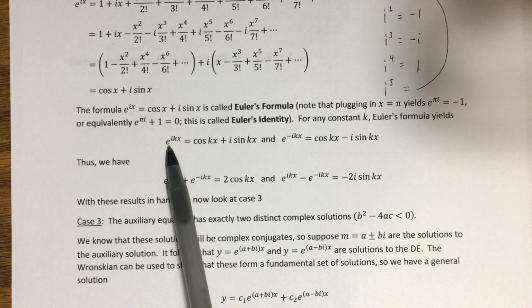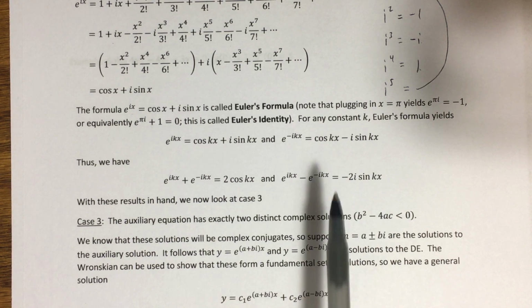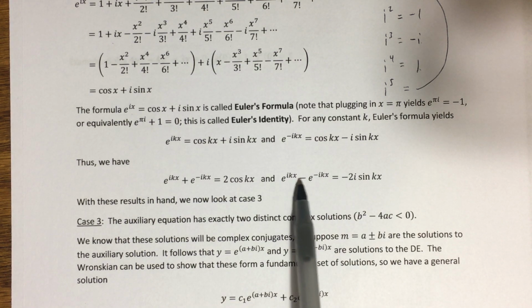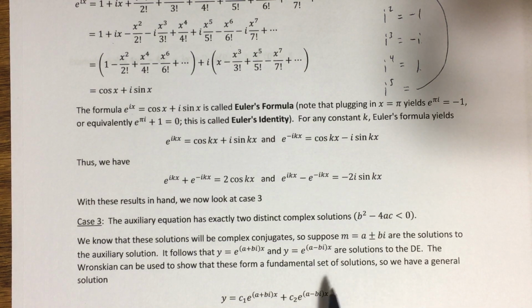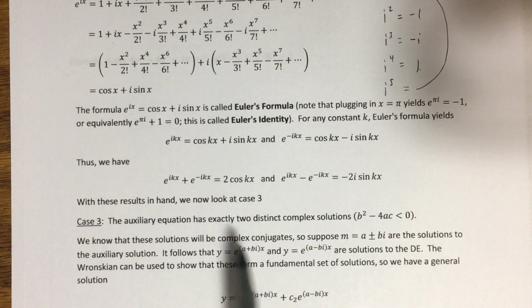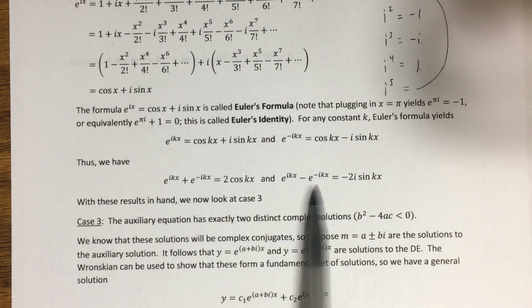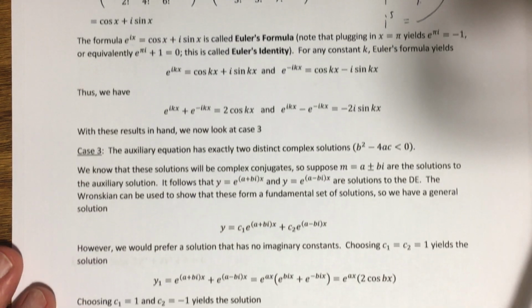Similarly, if I subtracted this equation minus this one, on the left, I'd have e to the i kx minus e to the negative i kx equals negative 2i sine of kx. And you can see where the cancellation would happen there as well. We're going to use those results in our analysis of case 3.